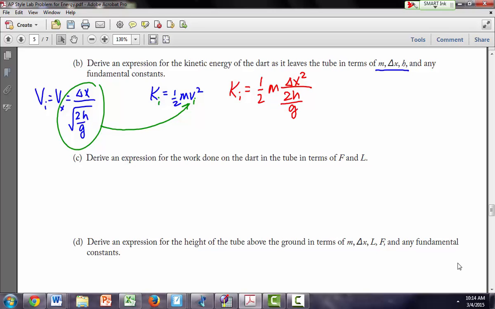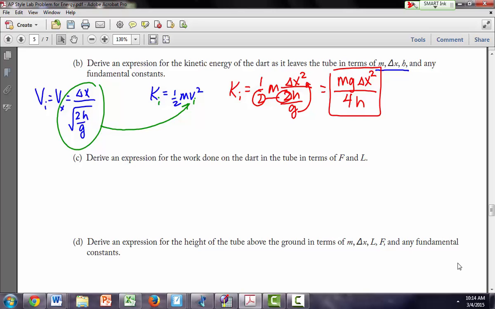So I could actually simplify this a little bit, and I could say m g delta x squared over 4h. I put the g up in the numerator, and I multiply 2 times 2 to get my 4 in the denominator. So that would be an expression for the initial kinetic energy in terms of m, h, x, and that fundamental constant.